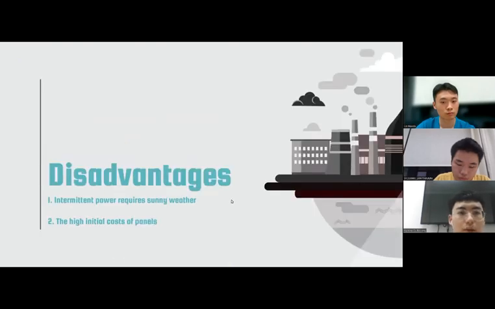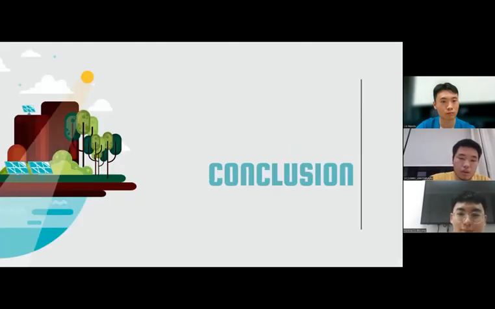And let me turn to the disadvantages. Intermittent power requires sunny weather. It's obvious that solar panels need sunlight to generate electricity. They won't produce electricity at night. And the second one is the high initial cost of panels. But as the industry expands, this drawback is slowly disappearing. Okay, let my groupmates continue.